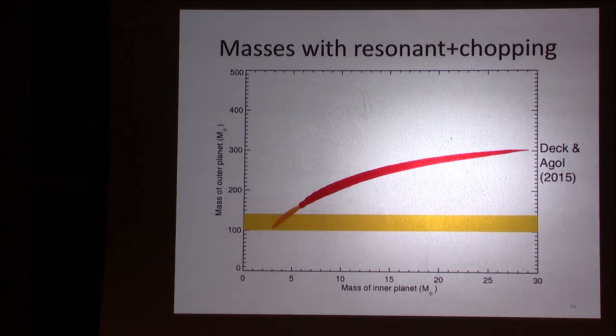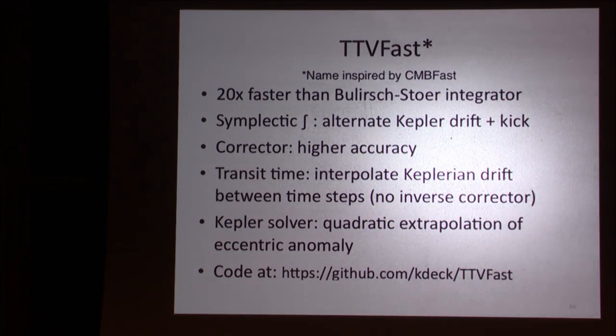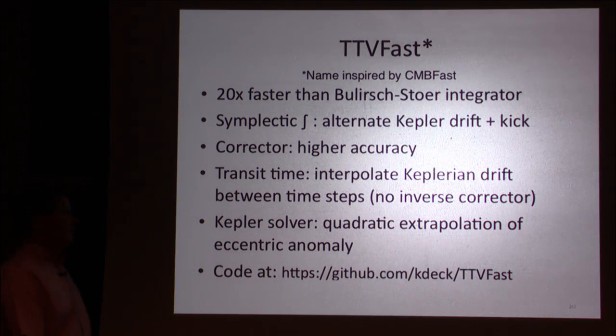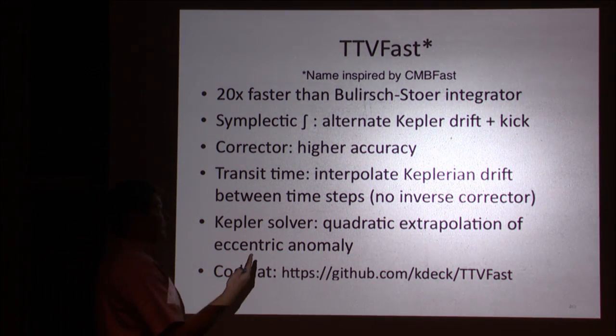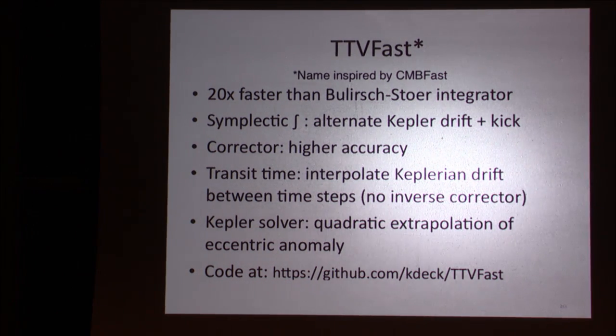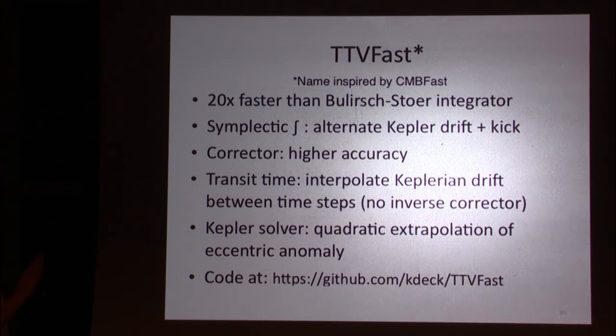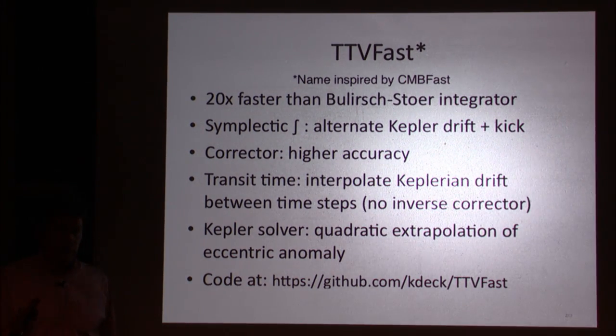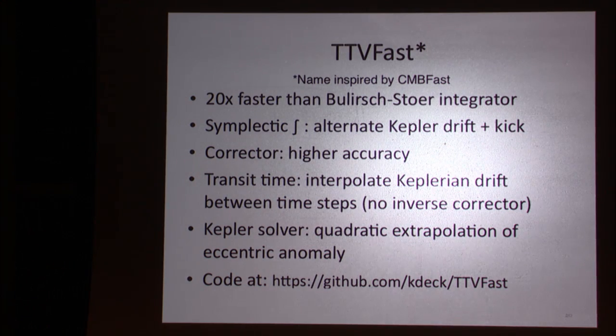You can also do all this with n-body integration, and we've developed code that's based on a symplectic integrator. The name was inspired by CMB fast. It's called TTV fast. It's something like 20 times faster than previous codes that we were using, a Bulirsch-Stoer integrator. You have to get the transit times very accurate, so you want to do high order precision integrations.